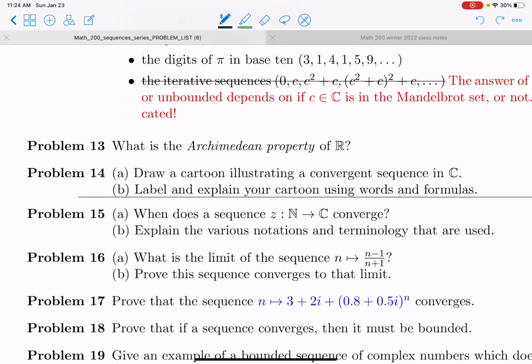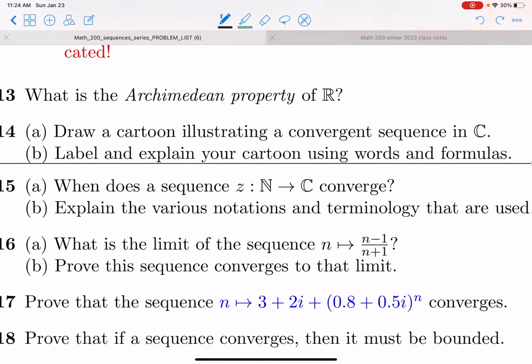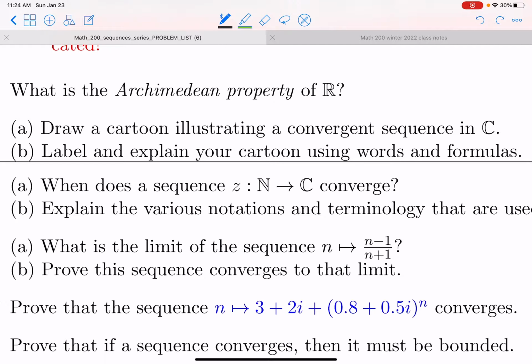Okay, problem 14. Draw a cartoon illustrating a convergent sequence in C. Label and explain your cartoon using words and formulas. So basically, this is asking you to remember and explain the definition of a convergent sequence. There is a picture in your book with this.